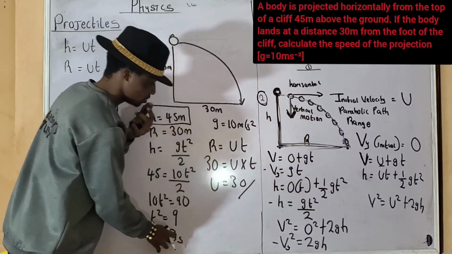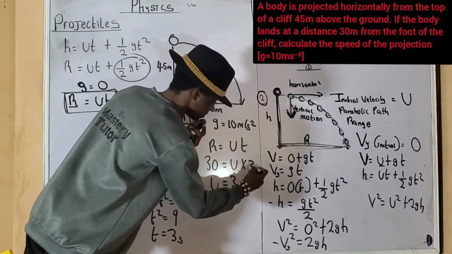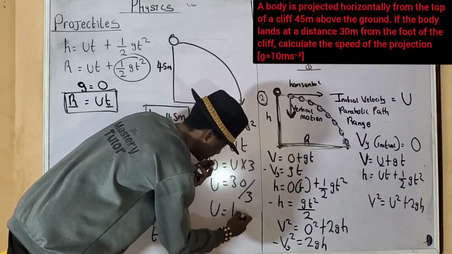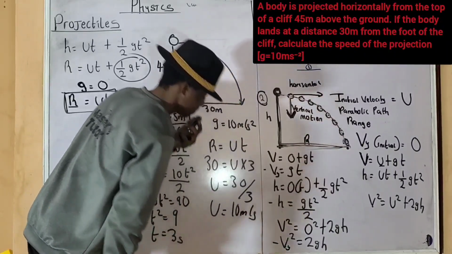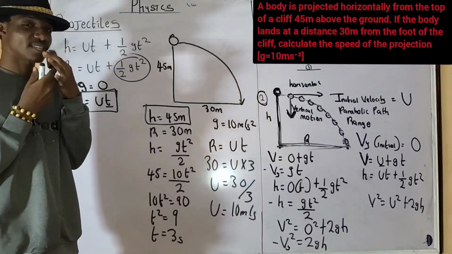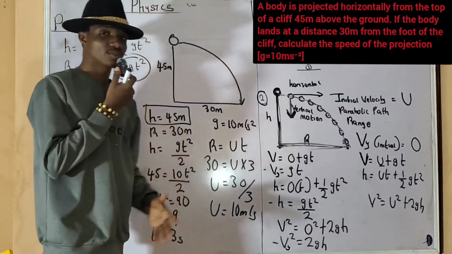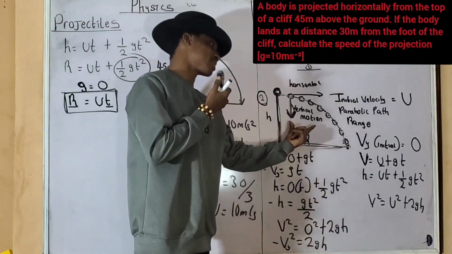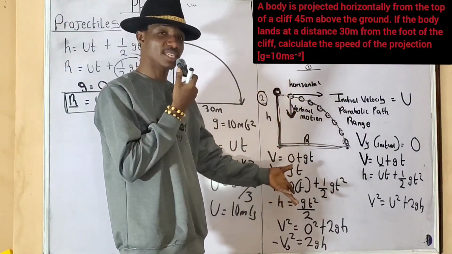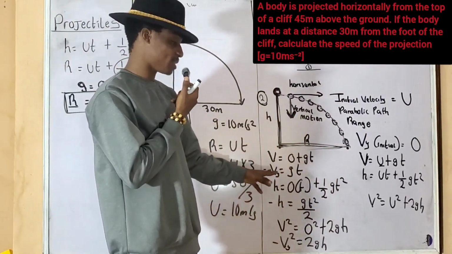So u equals to 30 all over time. Now time is 3, do you know? So let us replace this as 3. This over 3. So the velocity, which is the speed, is 10 meters per second. So that is the solution to the question. So you can see that all these formulas, you need to master them if you are going to master this concept. Projectiles, all these formulas, you need them. So make sure you master them.